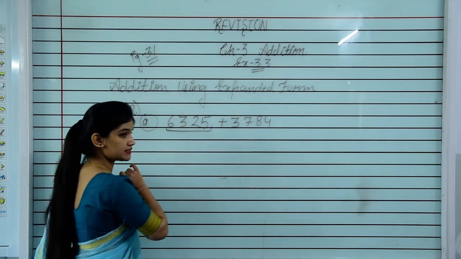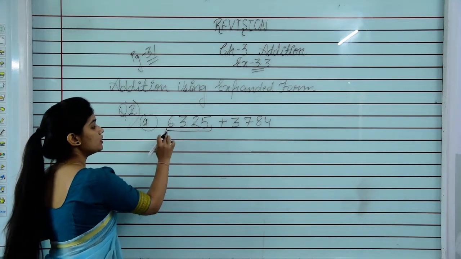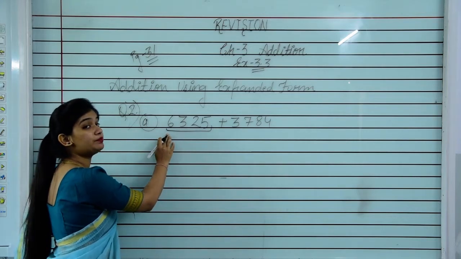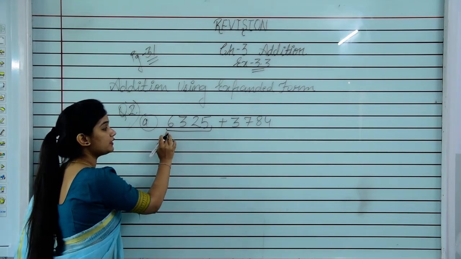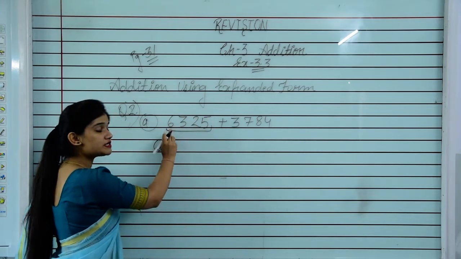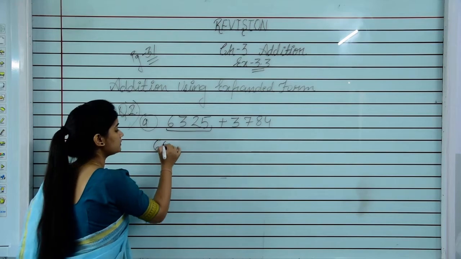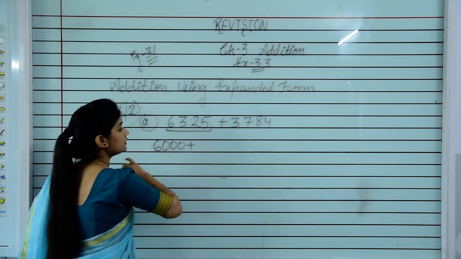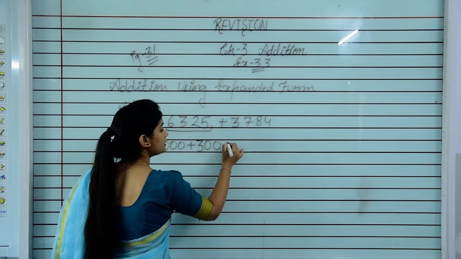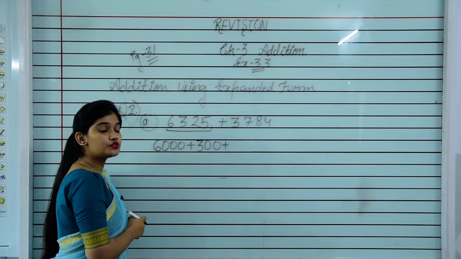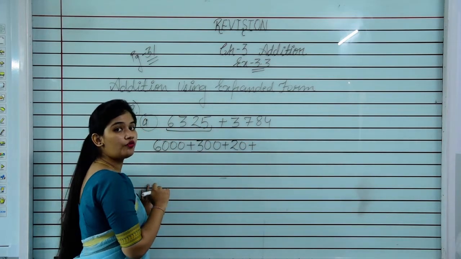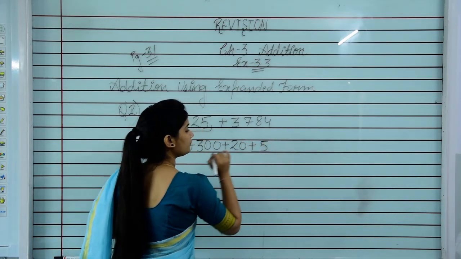First we are writing this number in expanded form. So to write the number in expanded form, we have to write their place values. We have to write the place value of each digit. So first, the place value of 6 is 6000. Then the place value of 3 is 300. The place value of 2 is 20. And the place value of 5 is 5.